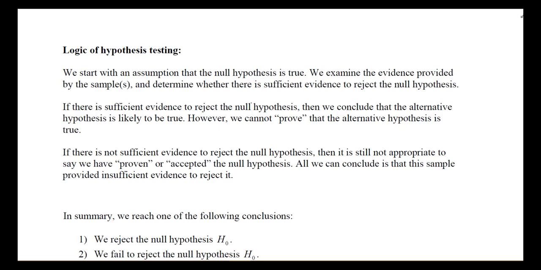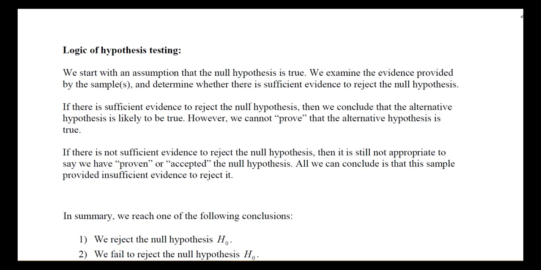We basically start off assuming that the null hypothesis is true. Then we look at the evidence provided by the sample, and find out whether the sample gives us enough evidence to reject the null hypothesis. If there is sufficient evidence to reject the null hypothesis, then we conclude that the alternative hypothesis is likely to be true. However, keep in mind that we can't actually prove that the alternative hypothesis is true.